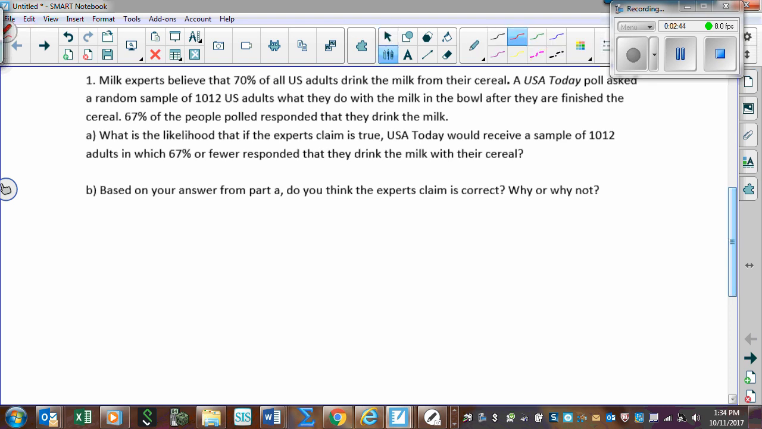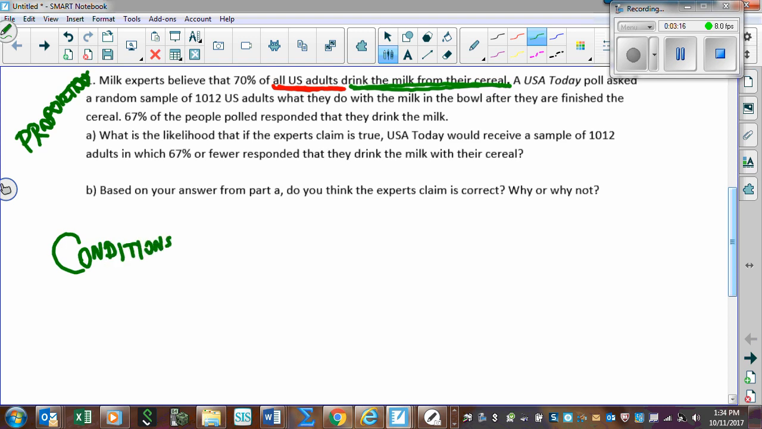And so we're going to check our conditions in this case. So our population is all U.S. adults. That's our population. What about them are we studying? Do they drink the milk from their cereal or not? So when they answer that, it's either yes or no, so that's categorical. And so this is going to be a proportions problem. So we identify that first.